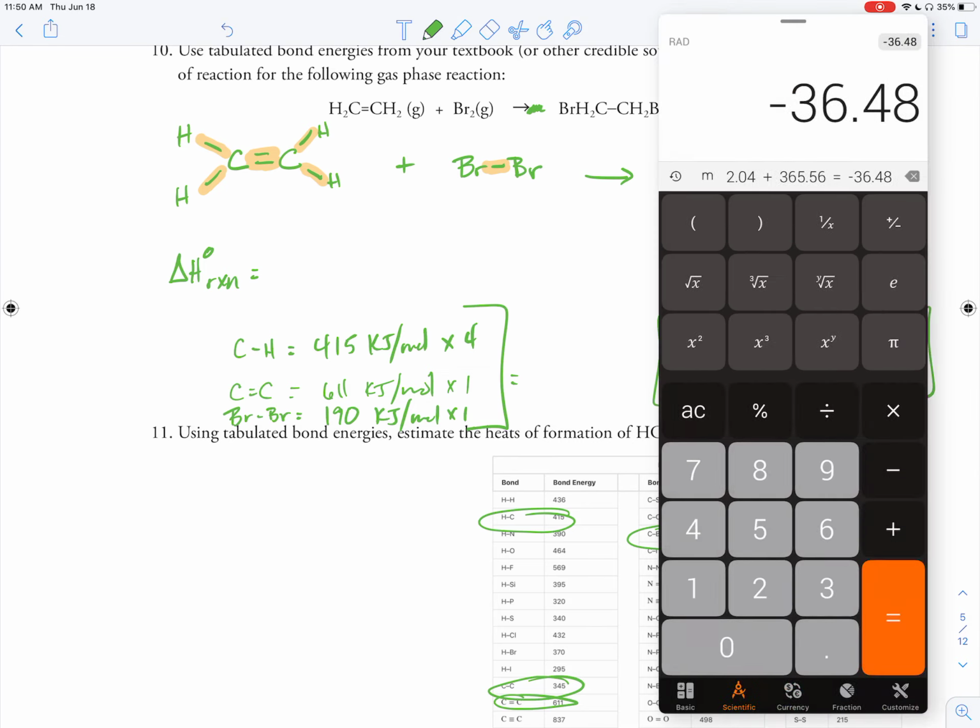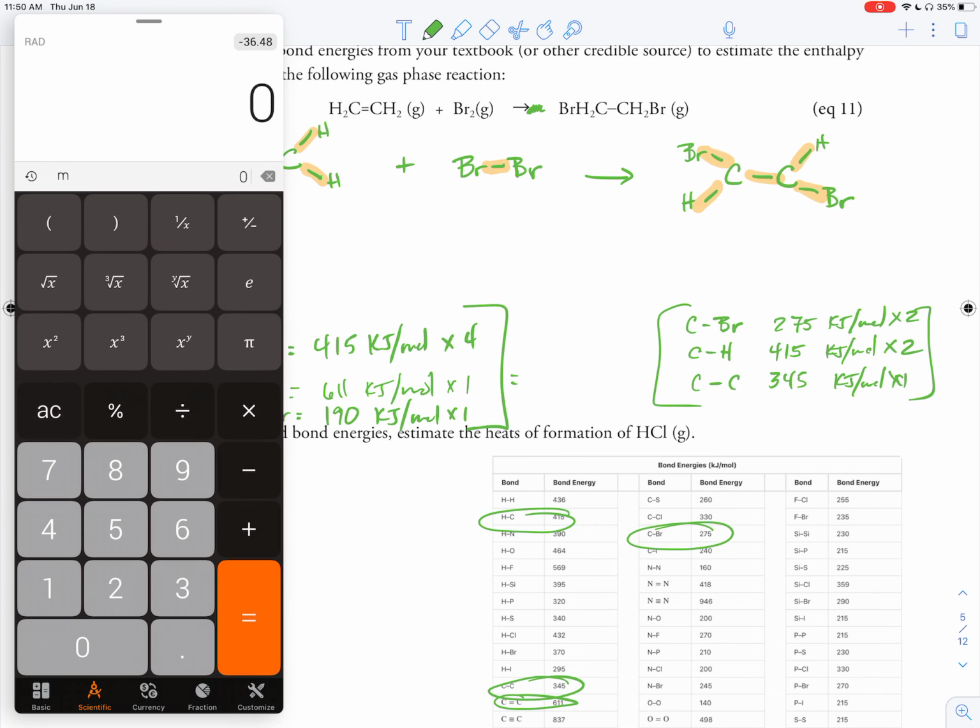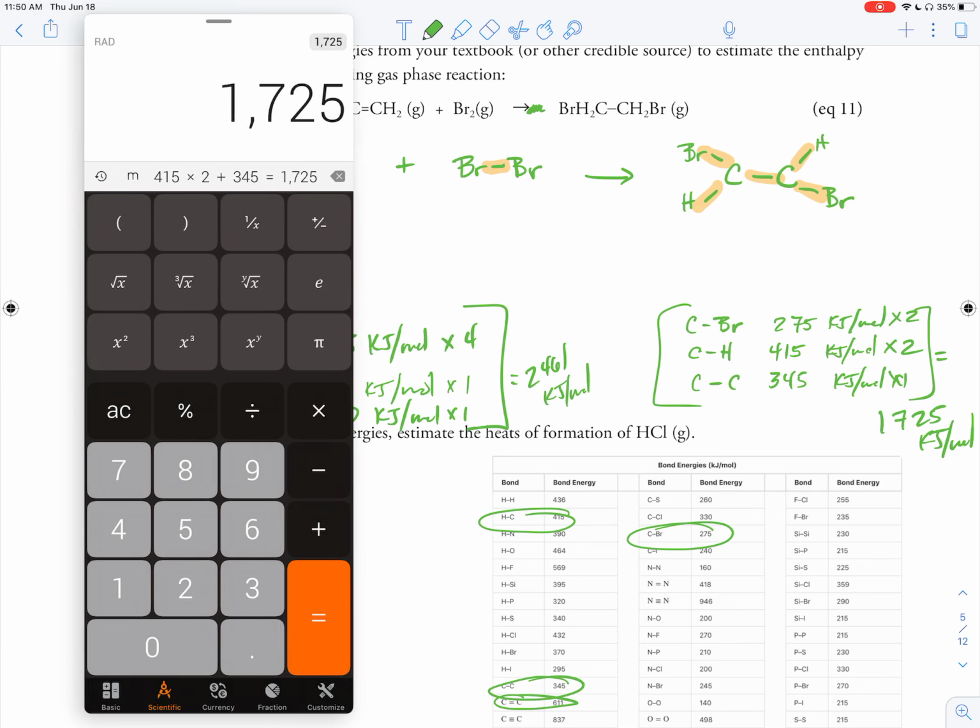So let's do some math and sum all of these up. 415 times 4 plus 611 plus 190 is 2,461 kilojoules per mole for all of your reactants. And then 275 times 2 plus 415 times 2 plus 345 equals, over here, 1,725 kilojoules per mole. Okay, so we've got those values.